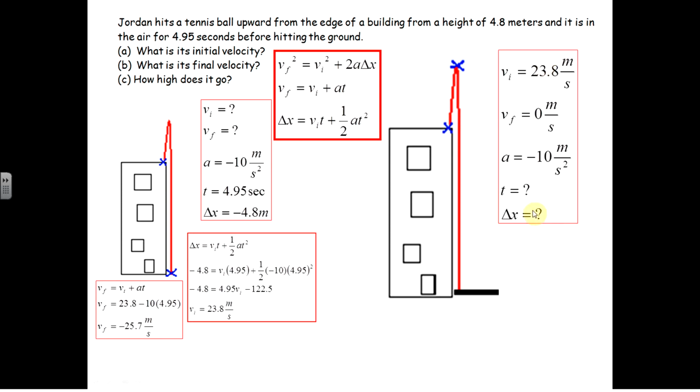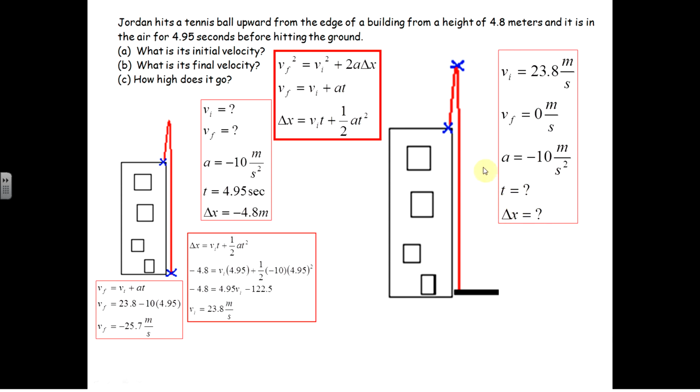So we make our chart, make sure we put our units, we're careful, and hopefully we know three things. Let's take a look. Because we already solved for the initial velocity back here, sure enough, we know the initial velocity still. So it has initial velocity 23.8, final velocity 0 because it turns around at the top there. Our acceleration is -10. And with these three pieces of information, we'll be able to get this.